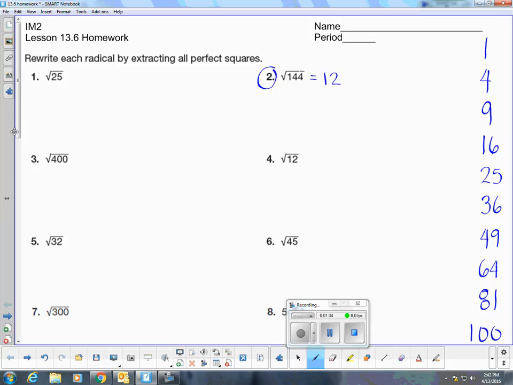All right, number 4. 12 is not a perfect square, but it does contain a perfect square. Notice that 4 is a factor of 12. So I can rewrite the square root of 12 as the square root of 4 times the square root of 3. Taking the square root of 4, that gives me 2 root 3, or 2 radical 3.